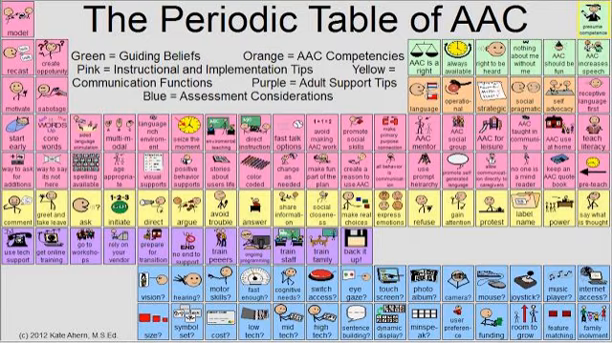So cool. They had pretty good IOA. And then they went on to run the experiment. They had a baseline.